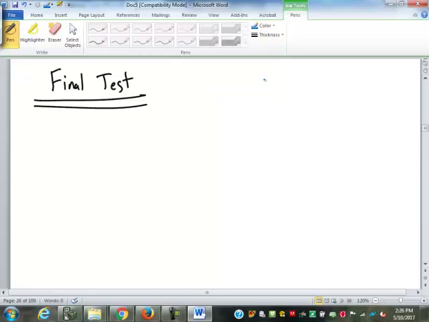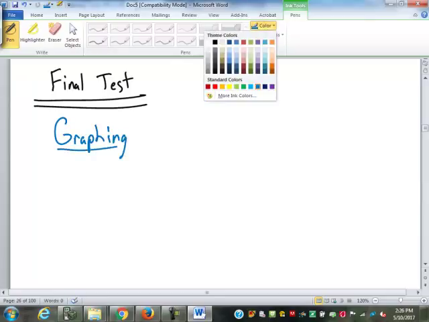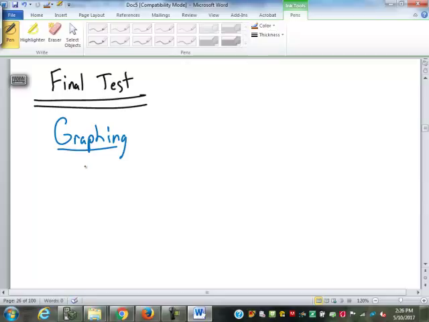If you understand the stuff we're going to do in the next hour, you are going to do wonderful on this test on Friday. So the first thing we're going to be looking at is graphing. We need to be able to graph, first of all, using a table.